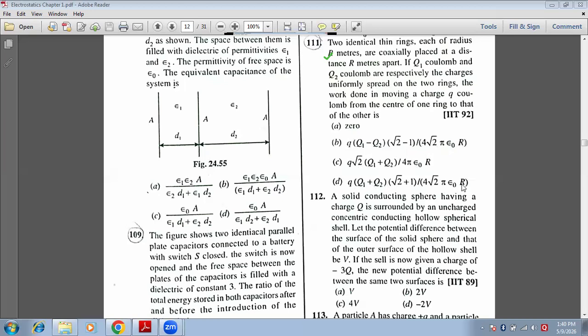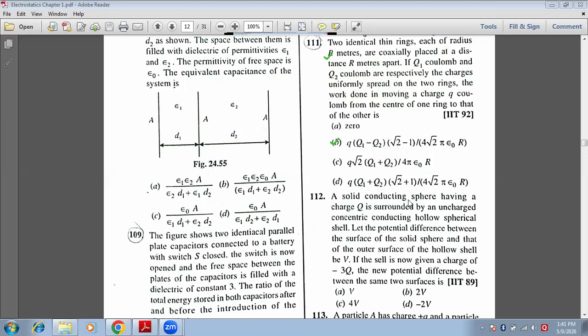Correct answer option B, small q into Q1 minus Q2 into root 2 minus 1 upon 4 root 2 pi epsilon naught R.